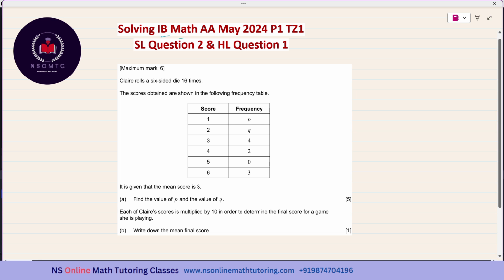It is IB Math AA HL May 2024 paper 1 time zone 1. Today we will be solving question number 1 of this paper. This is a common question for the SL and the HL streams. For the SL stream it is question 2 and for the HL stream it is question 1.